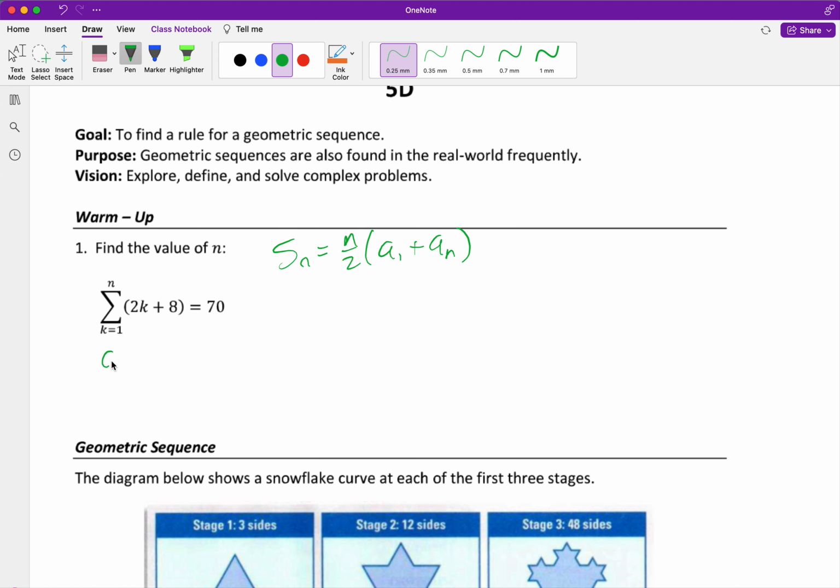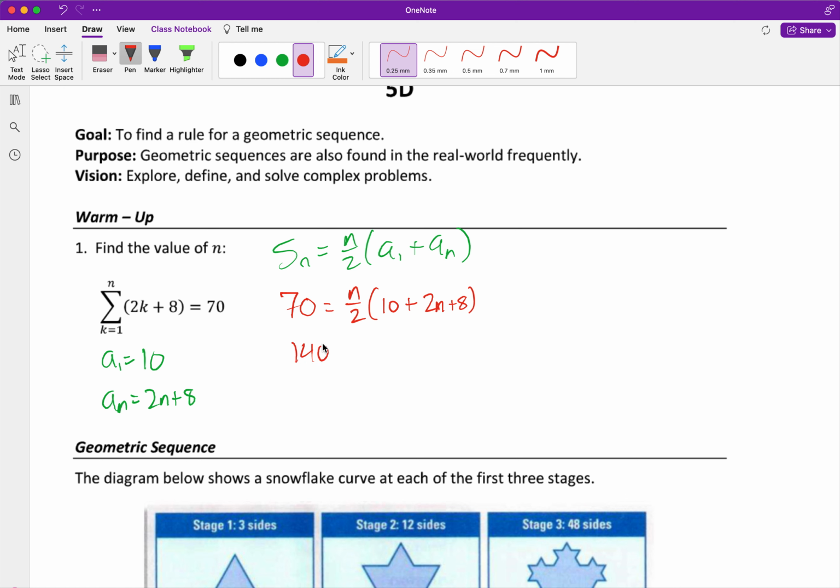So A1, we're going to be able to plug this in, and we're just going to get that it's 10. And then An, I'm just going to plug in n. So I'm going to get 2n plus 8. And that's the best I can do right this second. So I know the sum is 70. I do not know what n is. I know that A1 is 10, and I'm going to use my new formula 2n plus 8 for what An is. And I'm going to try to solve for n now because I have a little equation here.